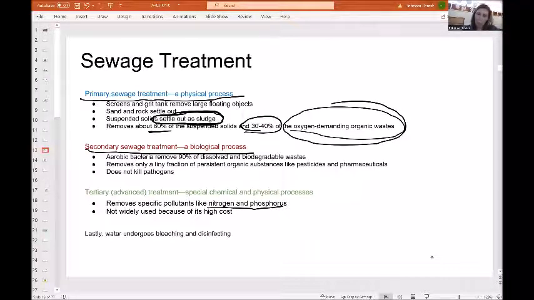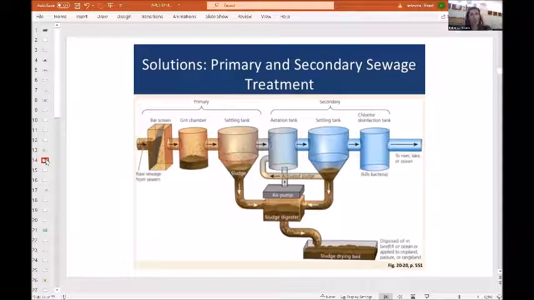Now, lastly, what we usually do is bleach the water before we discharge it back into the environment. We usually do this with chlorine. Now, although this disinfects, makes the water look very clean, it also can have some negative consequences. As we'll talk about later, chlorine really likes to combine with other stuff in the environment and create its own pollutants.